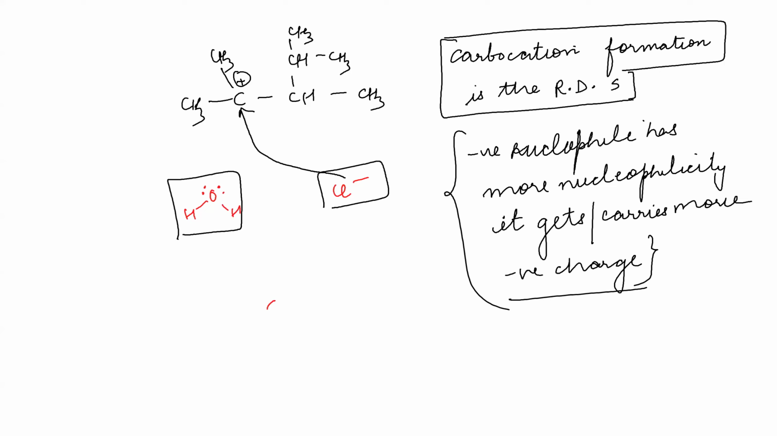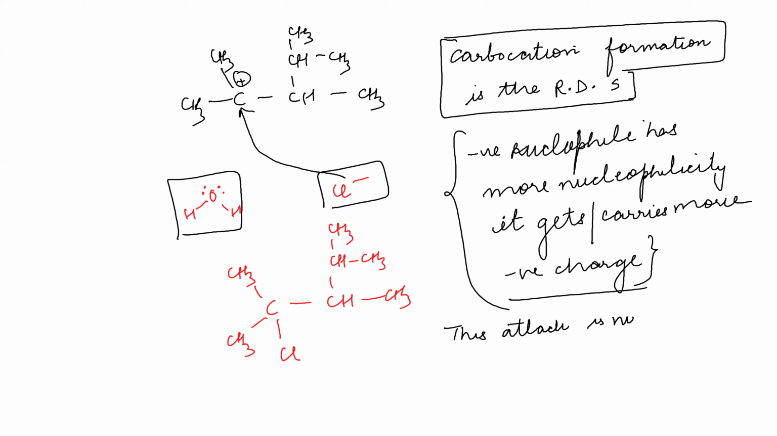It is Cl negative. So we will have CH3, CH3 and CH3, and Cl will be attacking. Are we understanding? And obviously Cl negative can attack from any of the sides, top or bottom. So this attack is not specific.